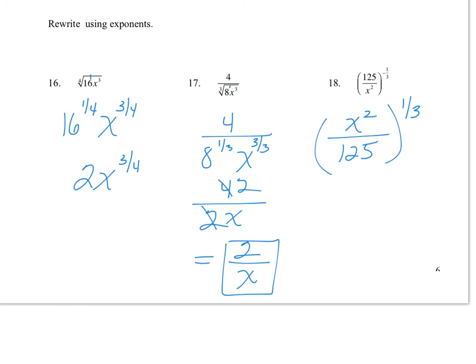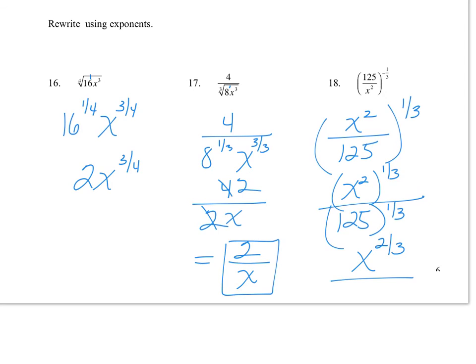So I have to do power to a power, so that'll be x squared raised to the 1/3 power, and 125 raised to the 1/3 power. Power to a power rule, I'm going to multiply, so I get x to the 2/3 power over 125 raised to the 1/3 power. On my calculator I end up with 5. There's my answer. But what I had to remember here is to get rid of the negative exponent first by taking the reciprocal, or flipping the base.